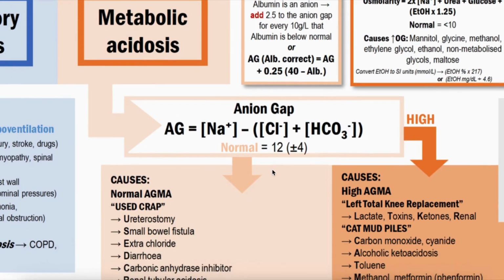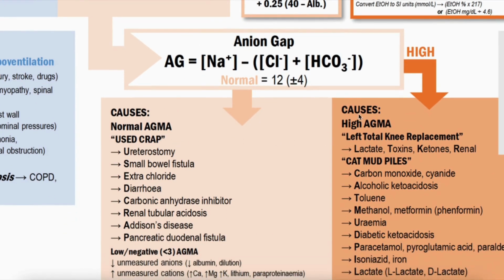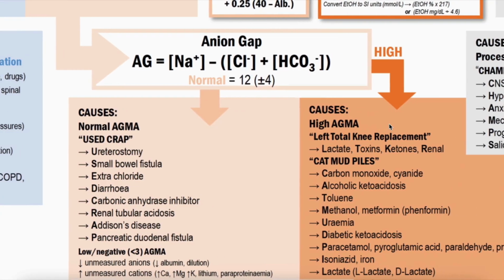The normal value is 12. Here we are looking for the unmeasured anions and other acids which lead to acidosis. There are two types. One is the normal anion gap metabolic acidosis. Another one is the high anion gap metabolic acidosis.